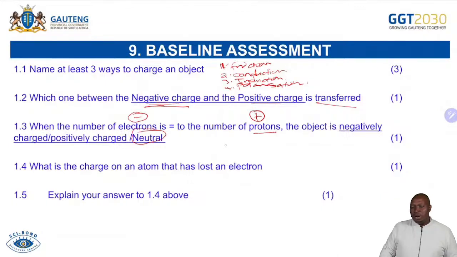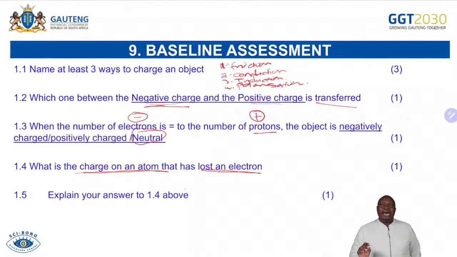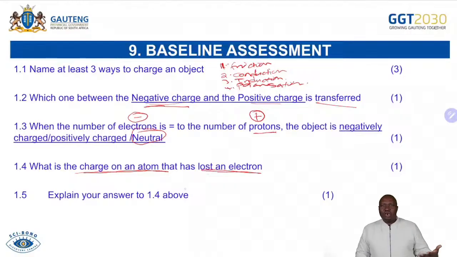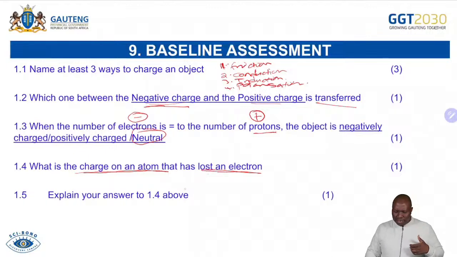And 1.4 will help us to demonstrate what we are talking about there. 1.4 is saying, what is the charge on an atom that has lost an electron? So you can see it's all about the electron, but in paper one, because you will still talk about electrons in terms of paper two. But the electron is an electron. It doesn't depend whether you are doing physics or chemistry. We're talking about the same electron, which is negatively charged, and the same proton that is positively charged.